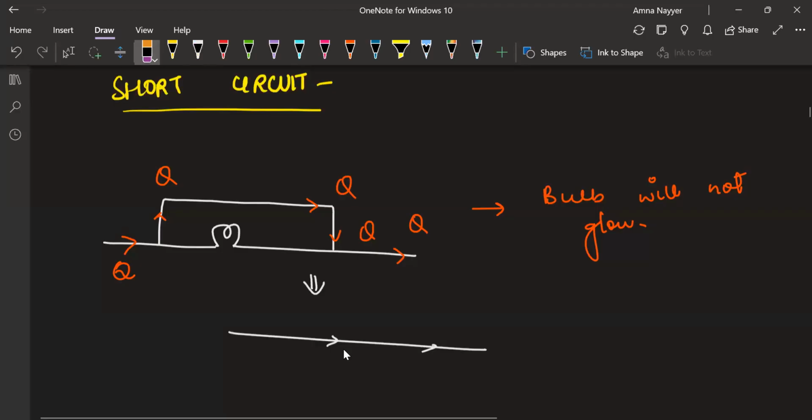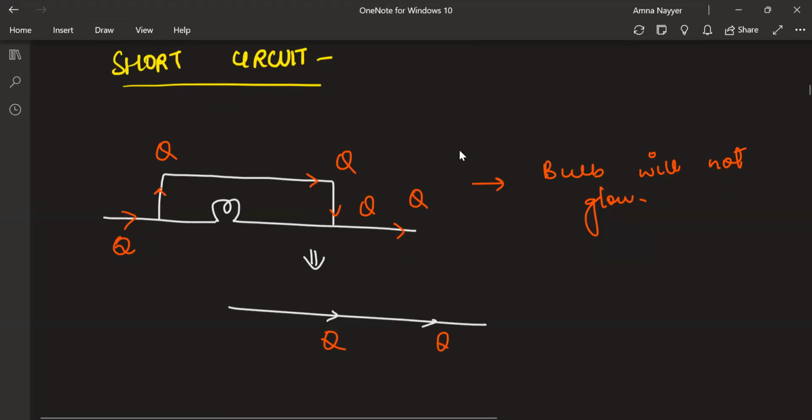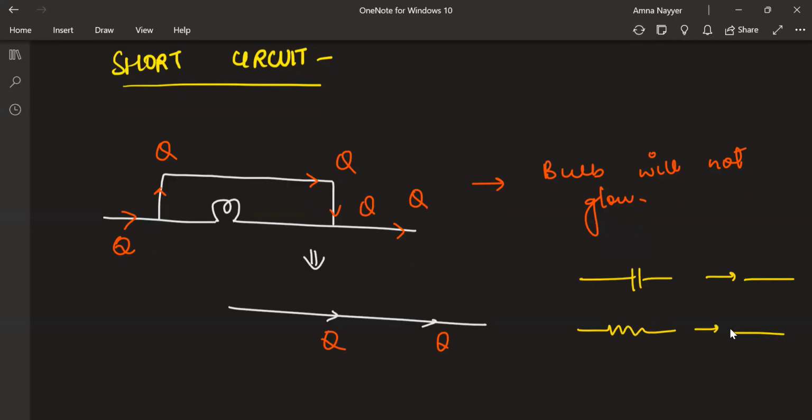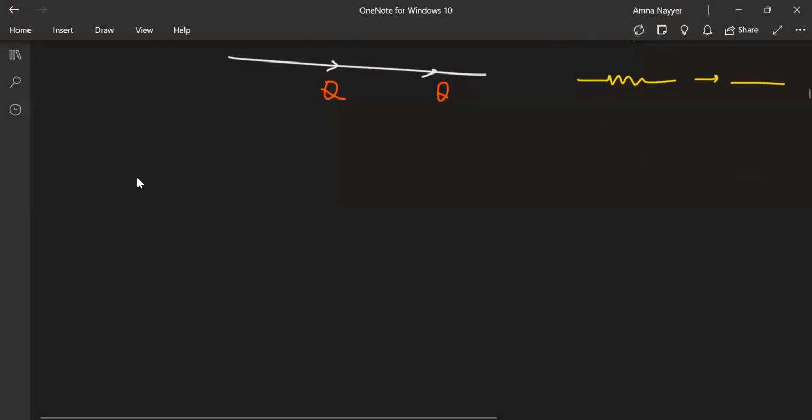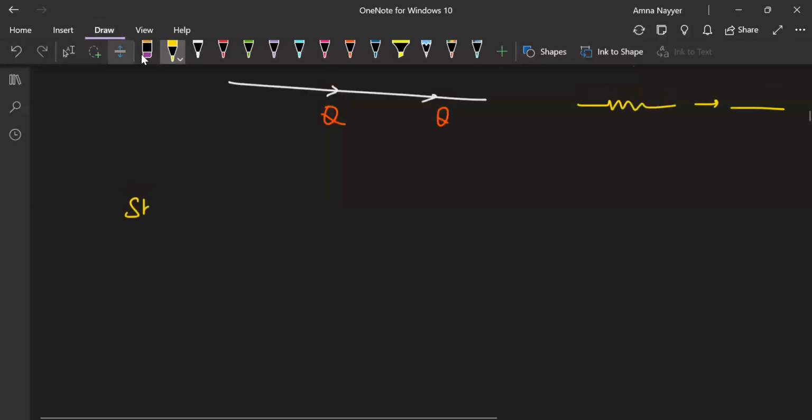Means your device will not glow, and whatever device is given, capacitor, resistor, anything, you can simply replace your capacitors or your resistors with a straight wire like this. Just replace it with a straight wire. Then there is a second case which is known as, sorry, open circuit.